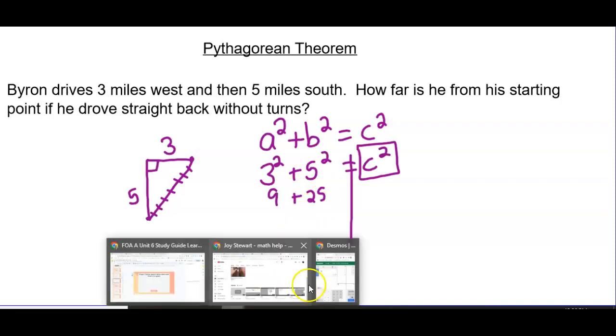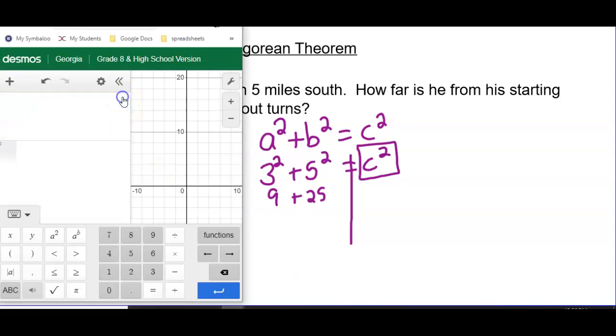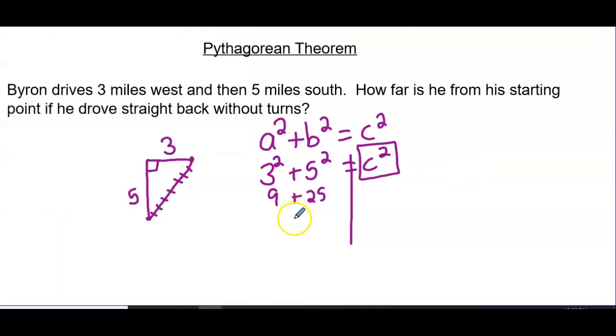Or because there's no x or letter on that side, you can type it in all at once. 3 squared plus 5 squared. So we got 34. All of this still equals c squared. And a lot of people try to put 34 as their final answer, but we haven't actually solved for c yet. That's what c squared equals.